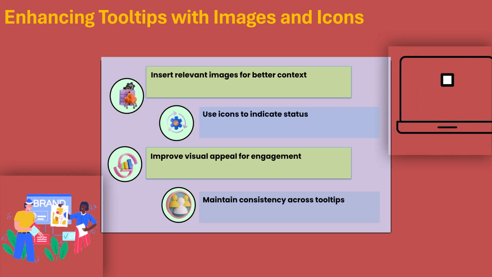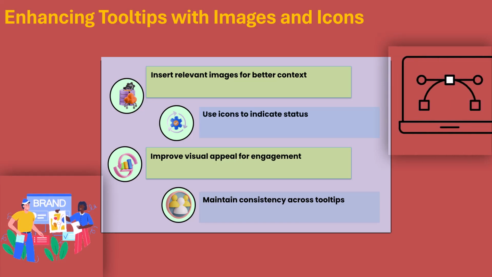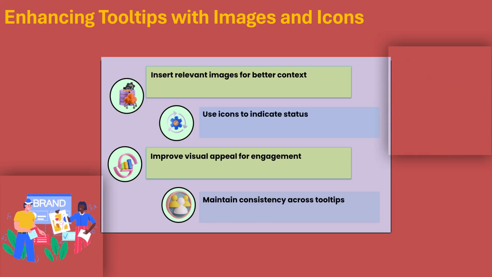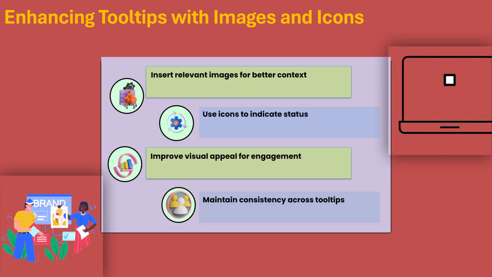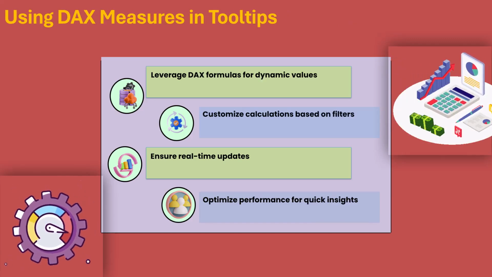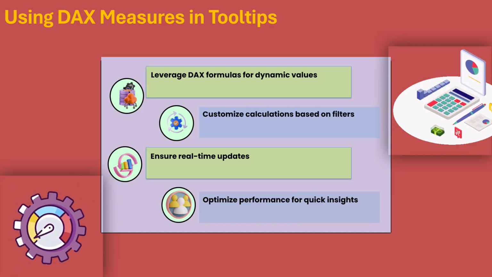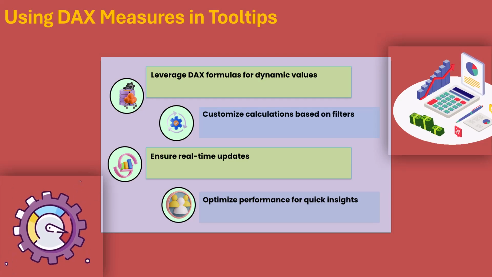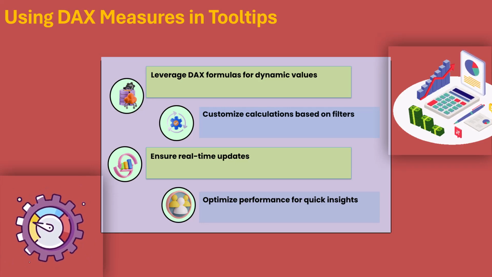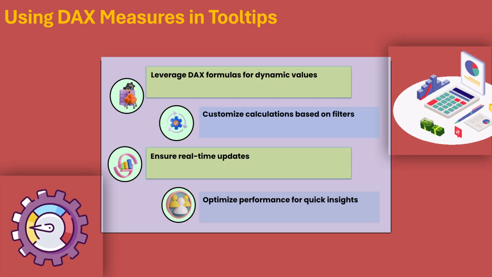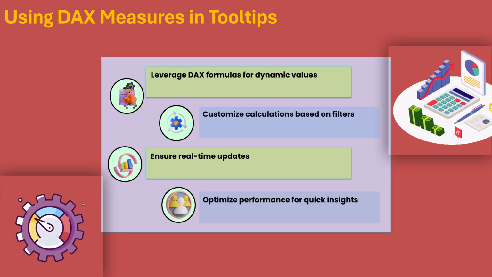Sometimes words just don't cut it. Adding images and icons to tooltips makes information more digestible, like using pictures on a restaurant menu. Whether it's a warning symbol or a product snapshot, these visual extras turn basic tooltips into mini masterpieces. DAX measures and tooltips. Now we're getting serious. These formulas allow tooltips to show dynamic values, responding to filters in real time. Think of it like a magic mirror, constantly updating to reflect the latest numbers with speed and accuracy.